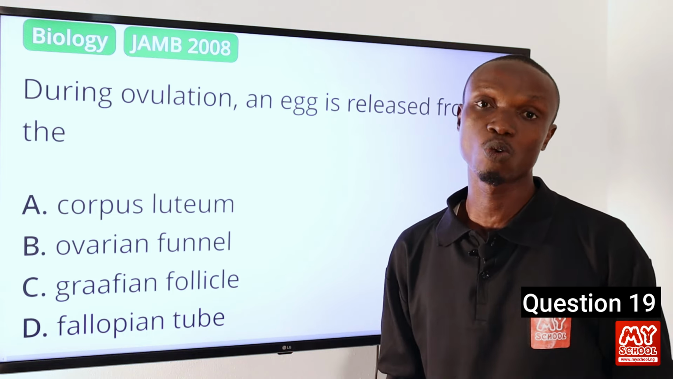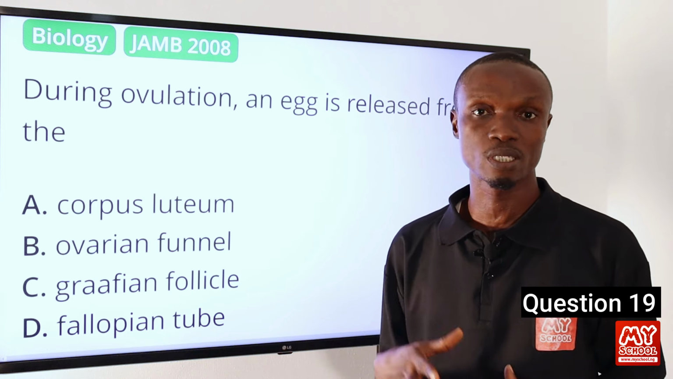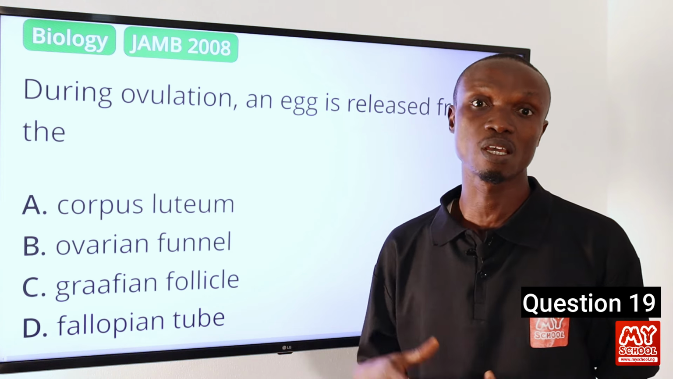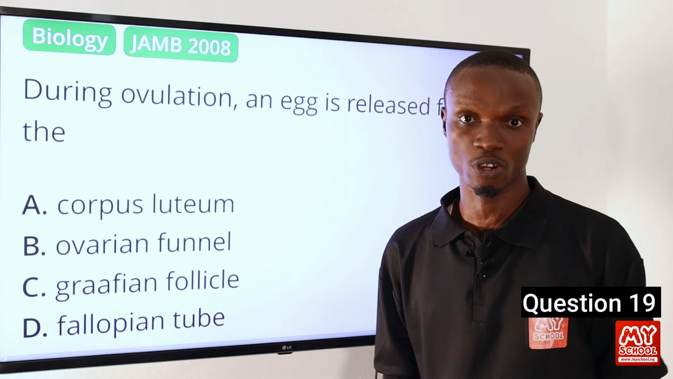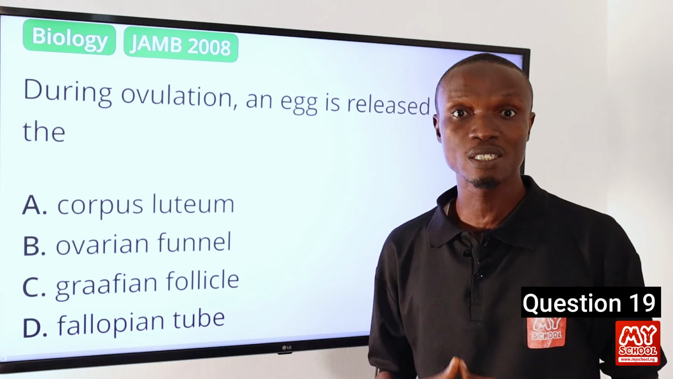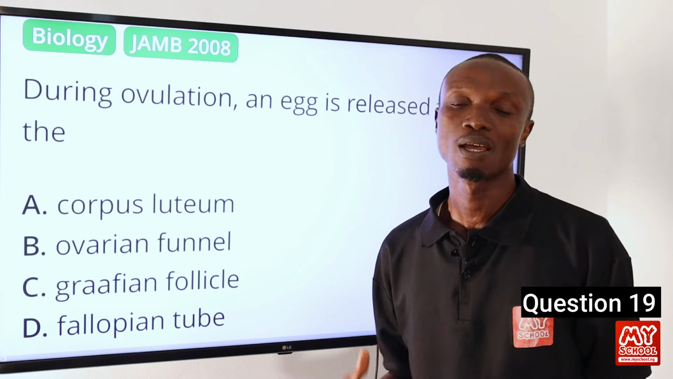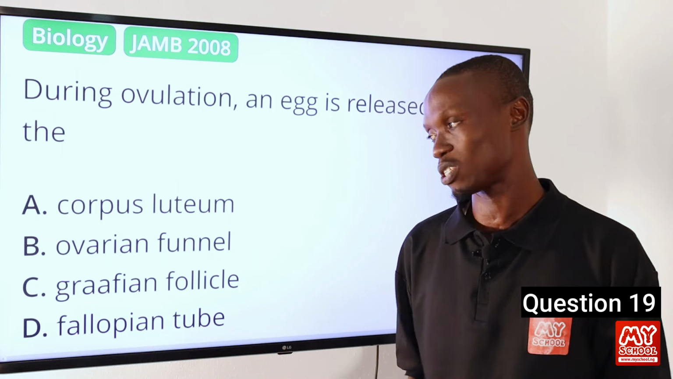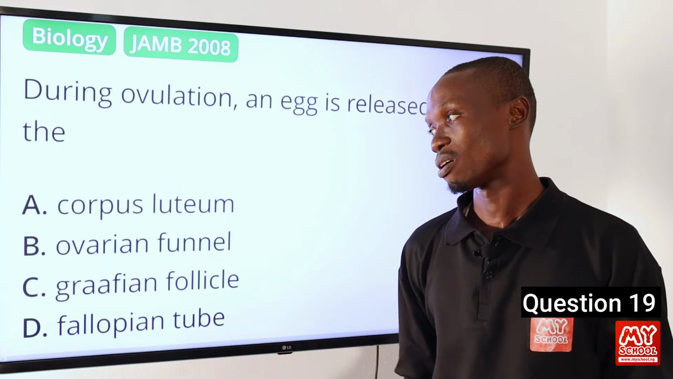So the Graafian follicle, which is a matured follicle, contains secondary oocytes. So this follicle causes a bulge on the surface of the ovary. It finally splits the ovarian lining and releases the egg into the abdominal cavity. Okay, so that makes option C the answer to this question.